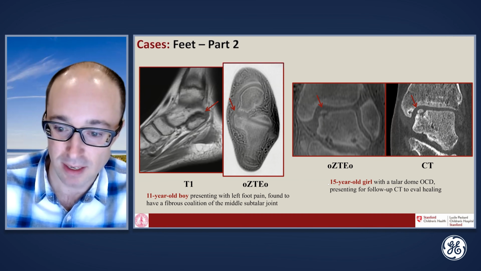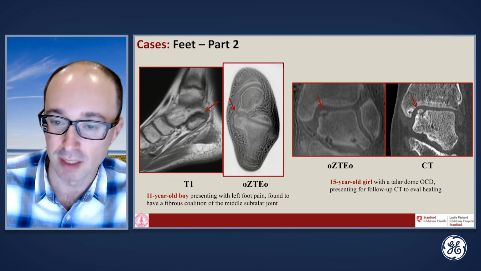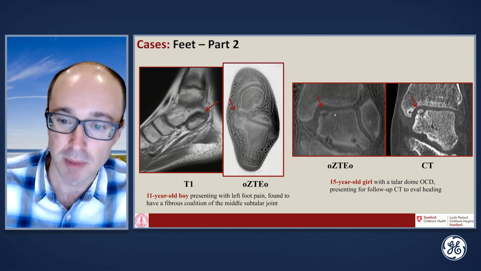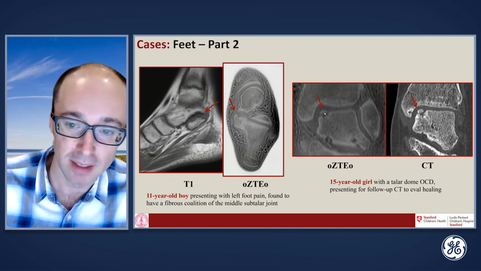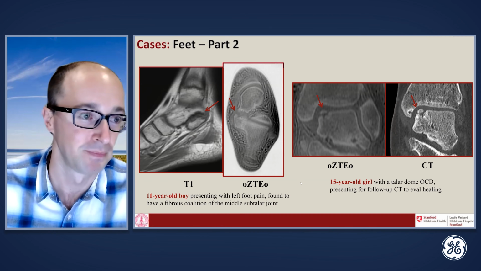And lastly, this is a 15-year-old girl with a talar dome OCD who's been getting followed up to assess healing of the osteochondritis dissecans lesion. And we could see well the parent and the progeny bone and the corresponding CT image.